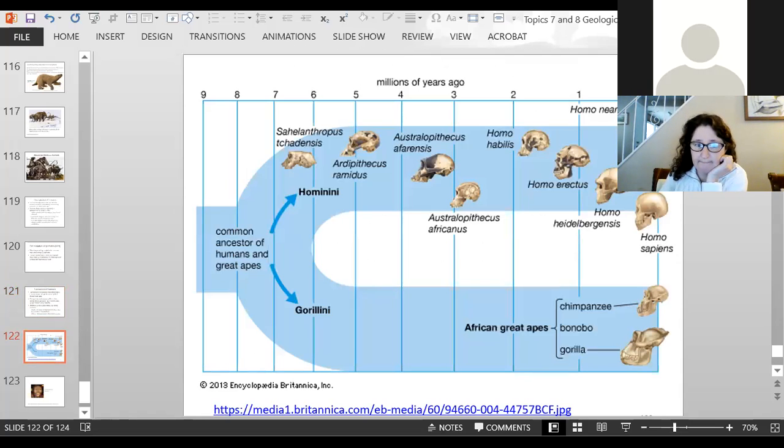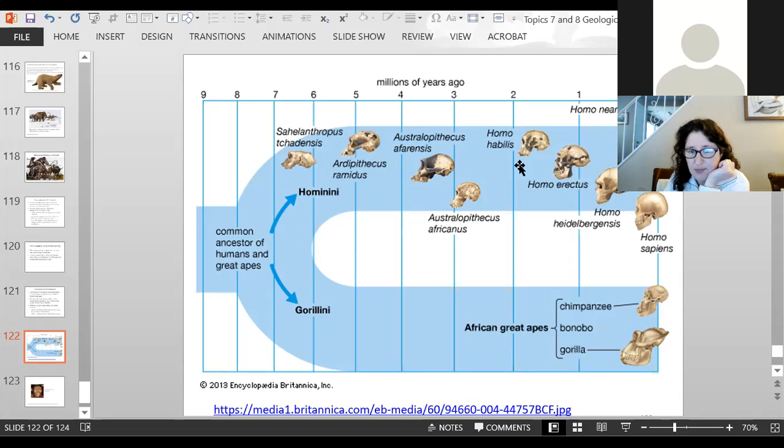So this shows you millions of years ago, the common ancestor of humans and great apes. Then the apes branched off, and we have chimpanzees, bonobos, and gorillas. And then the hominins branched off separately and evolved separately. So we had very, very early humans, and notice how the skull is very different than ours. Then, moving through history, we have the Australopithecus africanus, 3 million years ago. I'm just mentioning that because I'll show you a picture of that in a second.